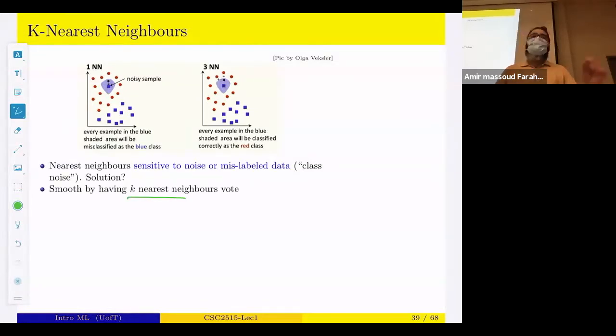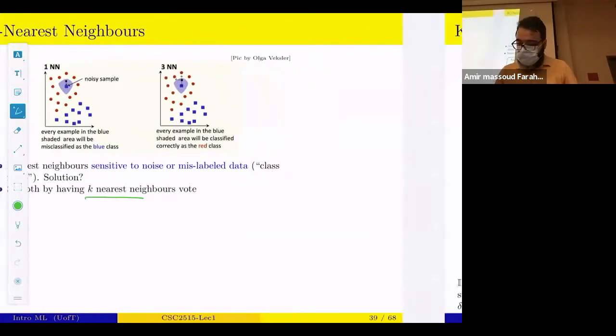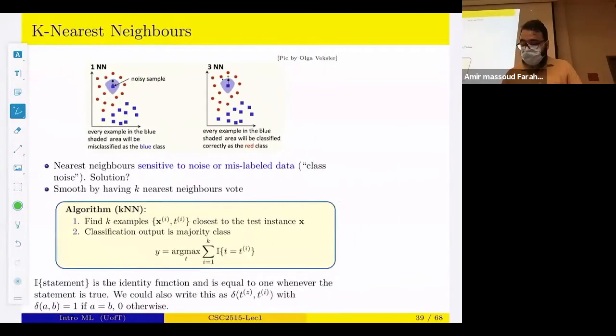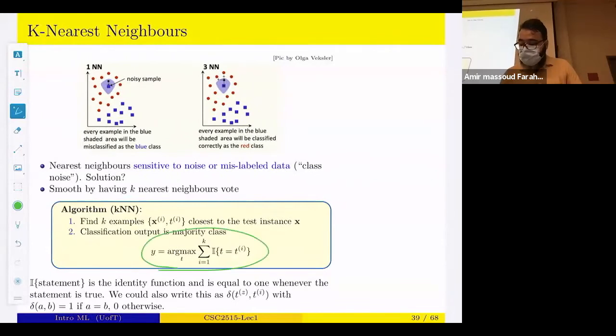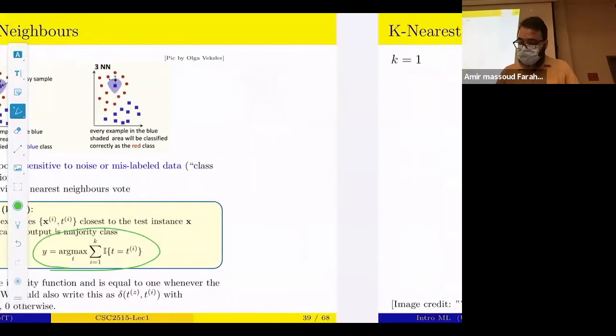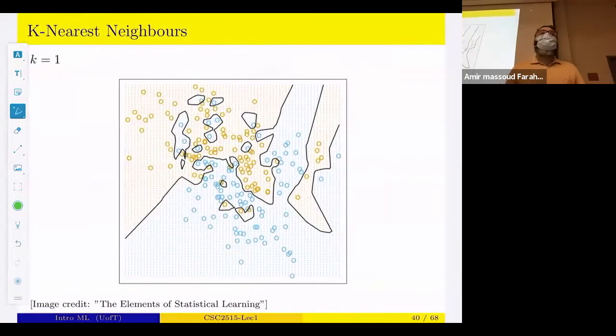So instead of looking at only one, we look at, for example, the closest three and do a majority vote. So the algorithm would be like this. Basically, we look at the closest points and find the label that has a majority. This is for classification. And the choice of K determines our decision surfaces and decision boundaries.